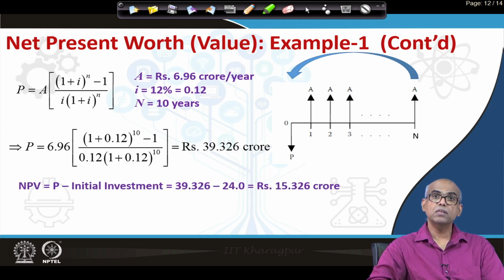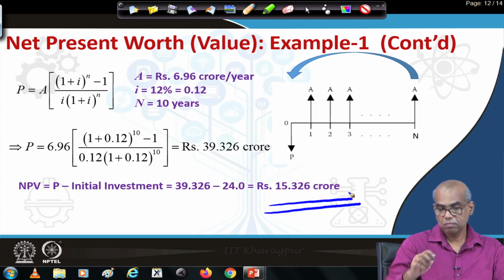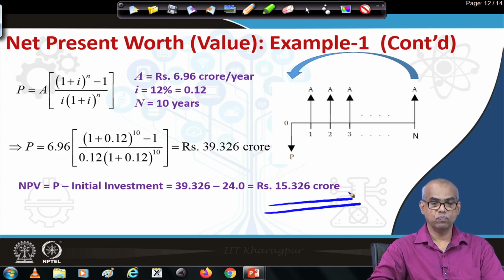So, what will be the net present value? The initial investment must be subtracted from this 39.326 crore. So, 39.326 crore is the present worth of all the A's. From there you subtract the initial investment of 24 crore. So, the net present value is 15.326 crore.